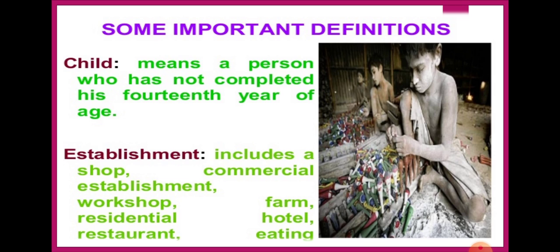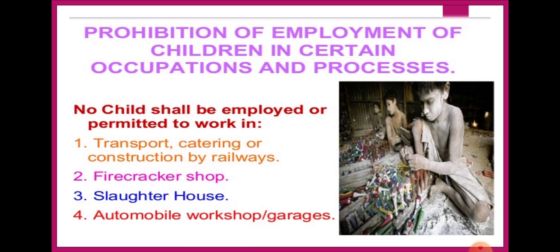Establishment includes a shop, commercial establishment, workshop, farm, residential hotel, restaurant, eating place. All these places are known as establishments, like any industry. Someone working in someone's house, in any restaurant, in any hotel. All these are considered places, like tea shops, dhabas.